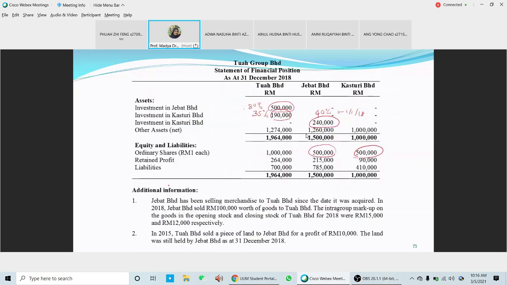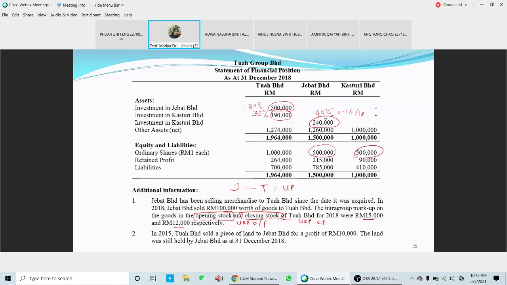So we analyze this additional information. Okay, Jebat has been selling merchandise to Tuah. Jebat to Tuah here means that this one is an upstream. Since the date it was acquired in the year 2018, Jebat sold 100,000 goods to Tuah, and the intra-group markup were put in the opening stock. So intra-group markup in opening stock here means that this is your URP brought forward. And then in the closing stock here is the URP carry forward. So brought forward 15, carry forward 12.